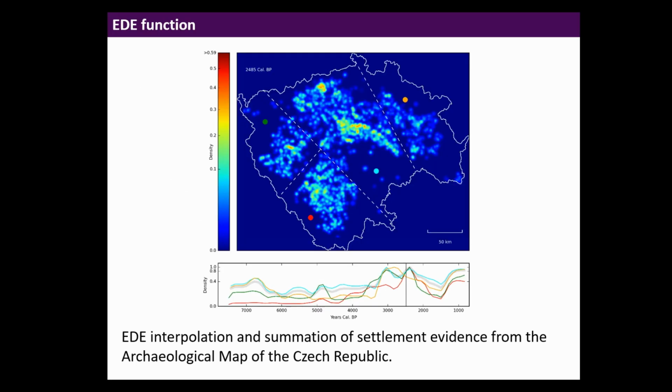So this is just a glimpse for Bohemia. We applied this to the whole archaeological map of the Czech Republic, and we were able to study how the settlement density changed over time in different regions, and there turned out to be quite interesting regional variations.